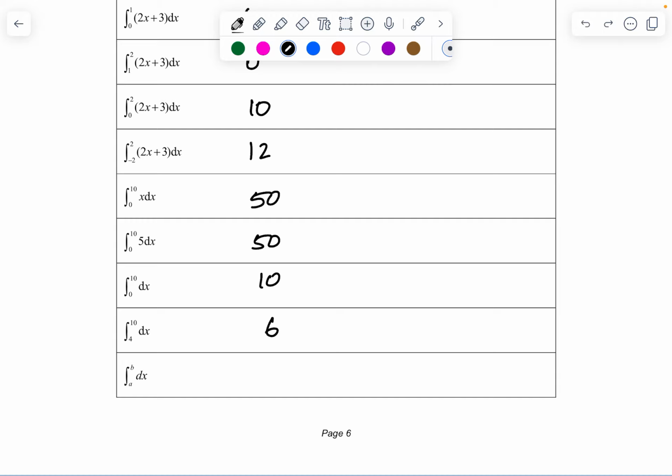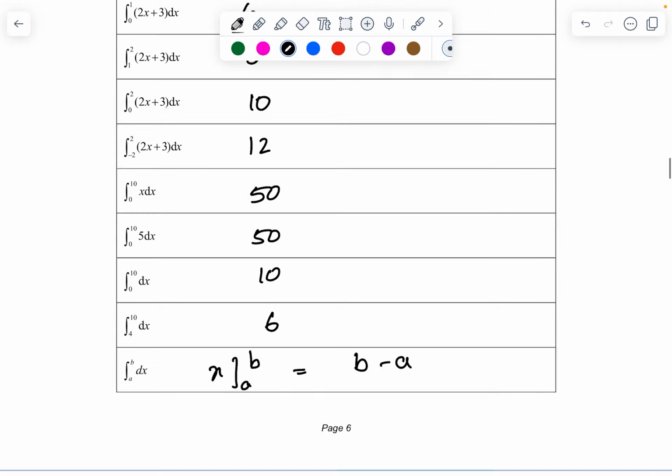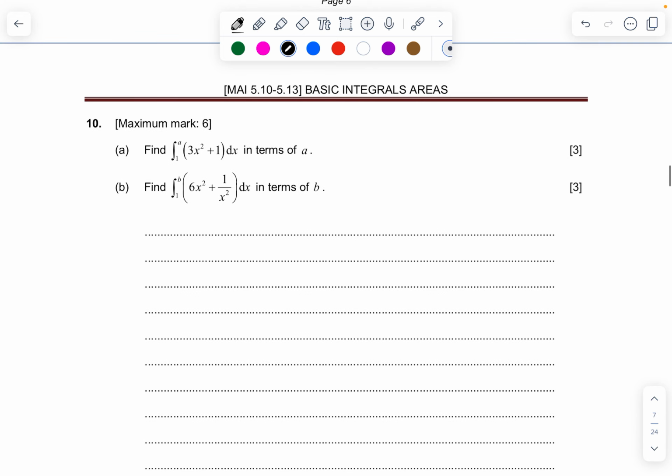Over here, this you cannot do by calculator. So therefore, the integral of 1 is x from a to b. Substitute the upper limit minus substitute the lower limit. Question number 10. This becomes 3x cubed by 3 plus x from 1 to a equals a. Plug in a cube plus a. Substitute 1 cube plus 1 equals a.